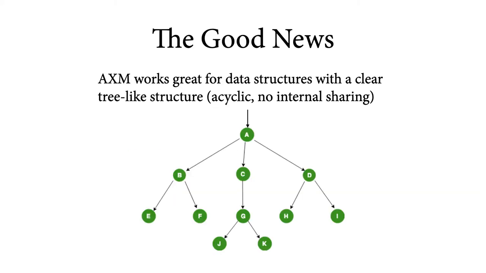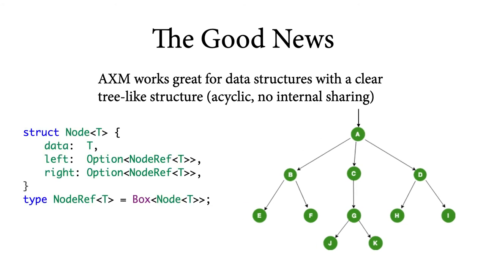So first, let's start with the good news. Rust's AXM discipline works great for data structures with a clear tree-like structure. And the reason is simply that trees do not have any internal sharing. In other words, each child of a node owns a completely disjoint subtree from the other children. And so that greatly simplifies ownership reasoning.